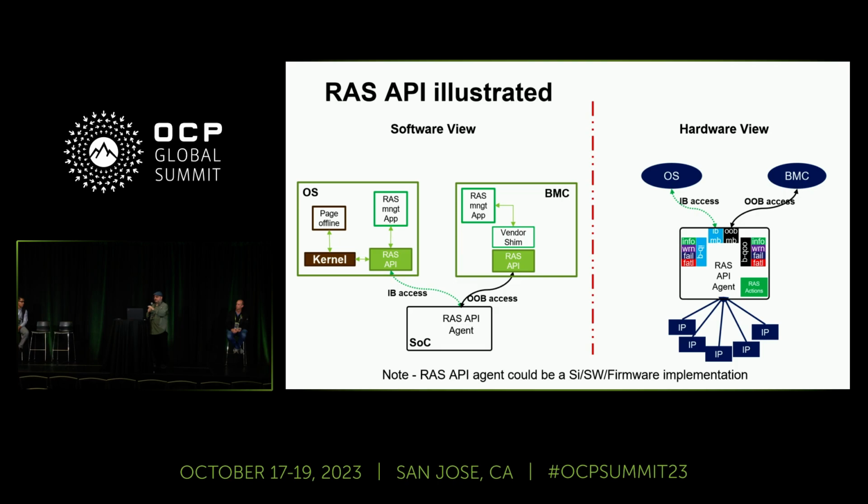And then you have the RAS actions, right? And then you see the RAS API agent, which is written there. Now, the RAS API agent could be implemented as firmware in a microcontroller, but that's just one option, right? Once we brought this to the team, we started the discussions. Other options have come up, and we're getting those developed to see how we can incorporate them or how we can encompass that use case, right?